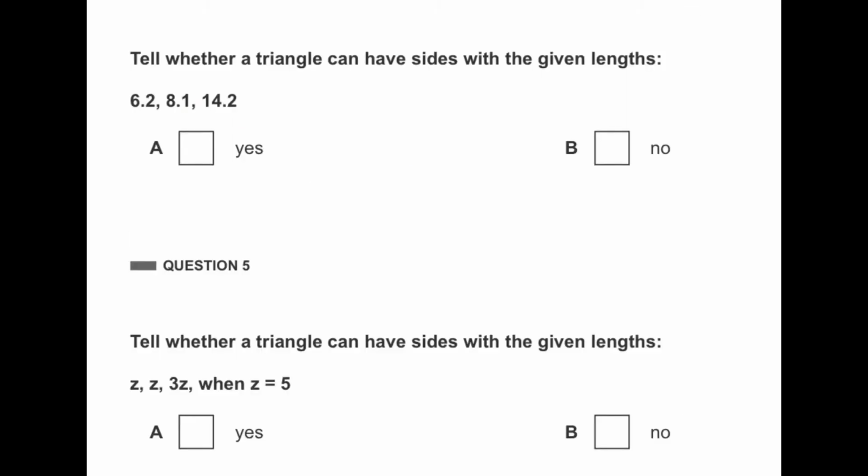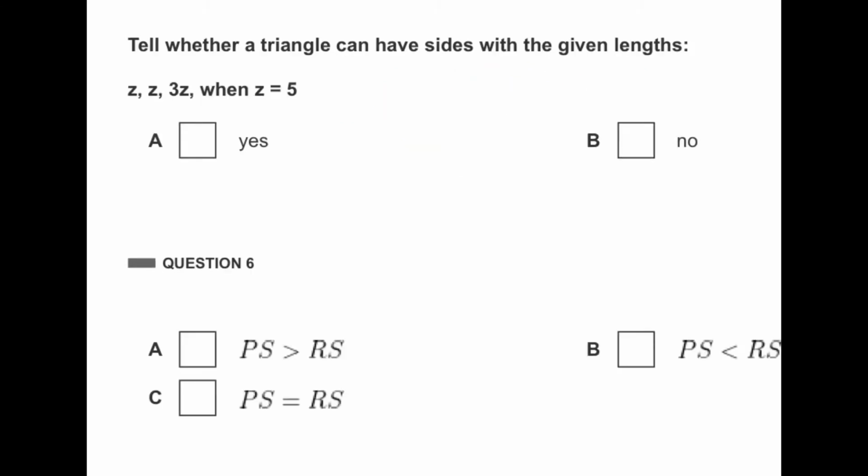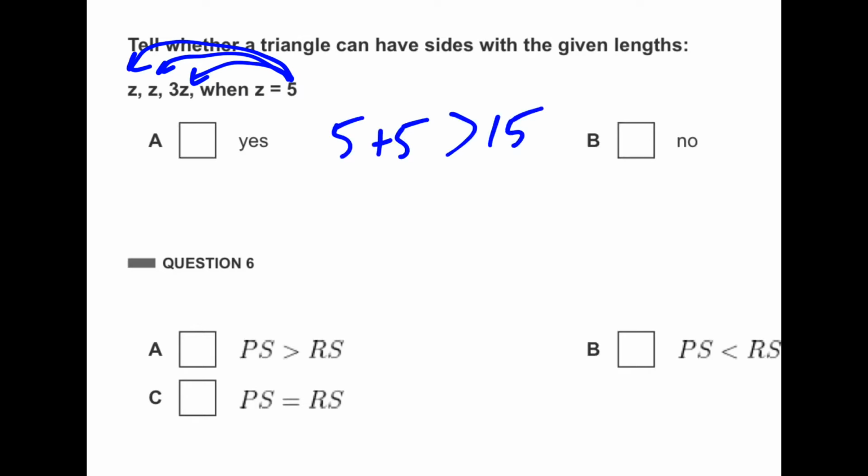For number 4, I add together the two shortest sides, 6.2 plus 8.1, and I ask myself, is that bigger than 14.2? Turns out these give me 14.3, which is bigger than 14.2, so the answer is yes. So here I substitute 5 in for each of these values, and my sides are 5, 5, 5. Is that bigger than 15 if I add those together? And the answer is no, this is not a possible triangle.